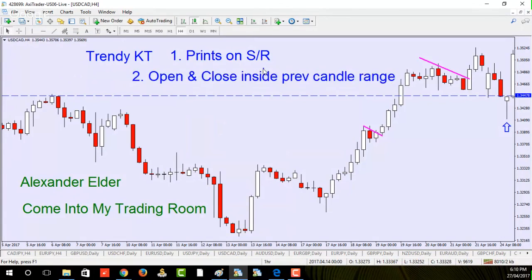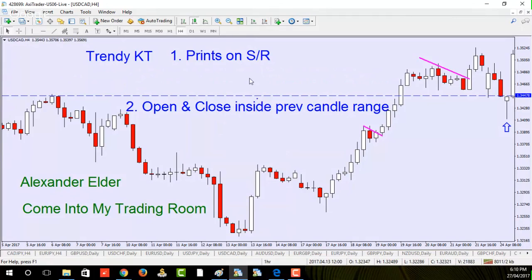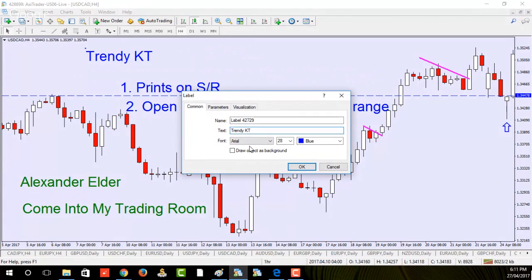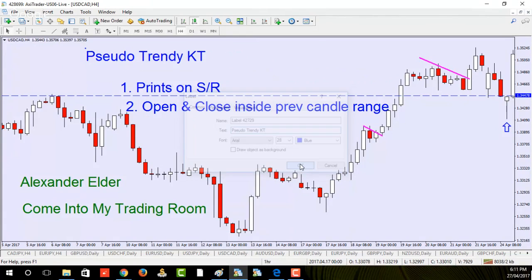So what we're looking at in this instance is not a true kangaroo tail. It's what we call a pseudo kangaroo tail. So really, this is not a trendy kangaroo tail. It's a pseudo trendy kangaroo tail. So it's kind of an advanced thing, but we can talk about other styles of kangaroo tails.